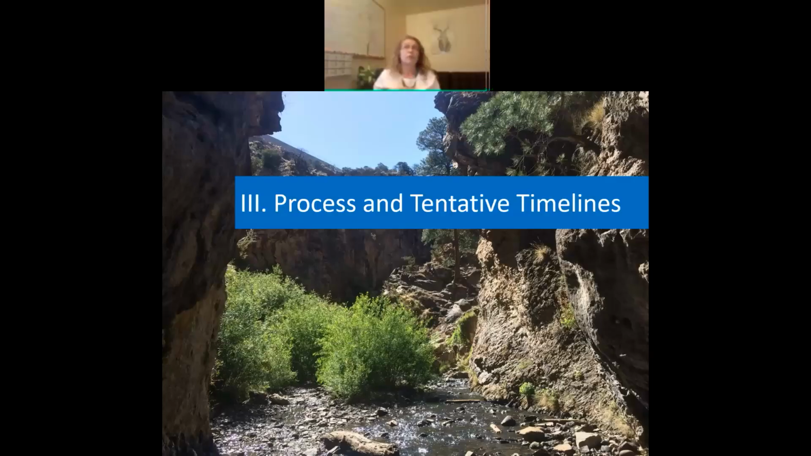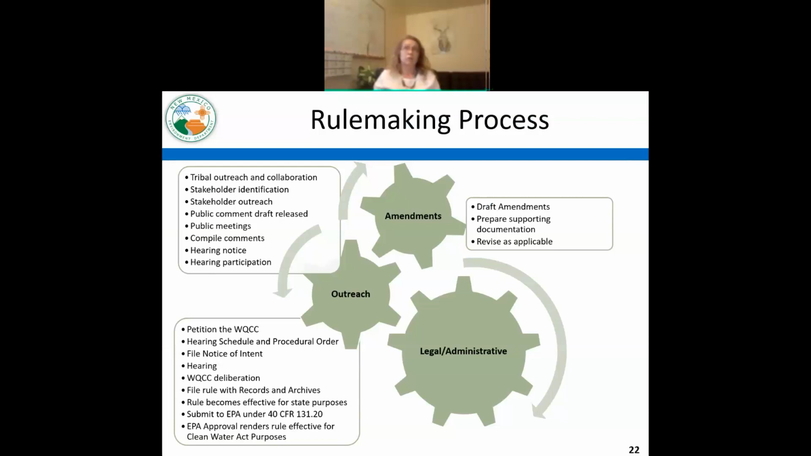So now that we've given some background on the regulatory framework and the amendments under consideration, we'd like to talk briefly about the administrative process and the tentative timelines for that process. So this slide gives a breakdown of the three primary components in the rulemaking process. The first of these is outreach. The department is bound by federal and state regulations that prescribe what outreach should include. In part, the department conducts tribal outreach, stakeholder outreach, and general public outreach. These outreach activities occur at several key steps in the process to ensure there's adequate opportunity for meaningful engagement.